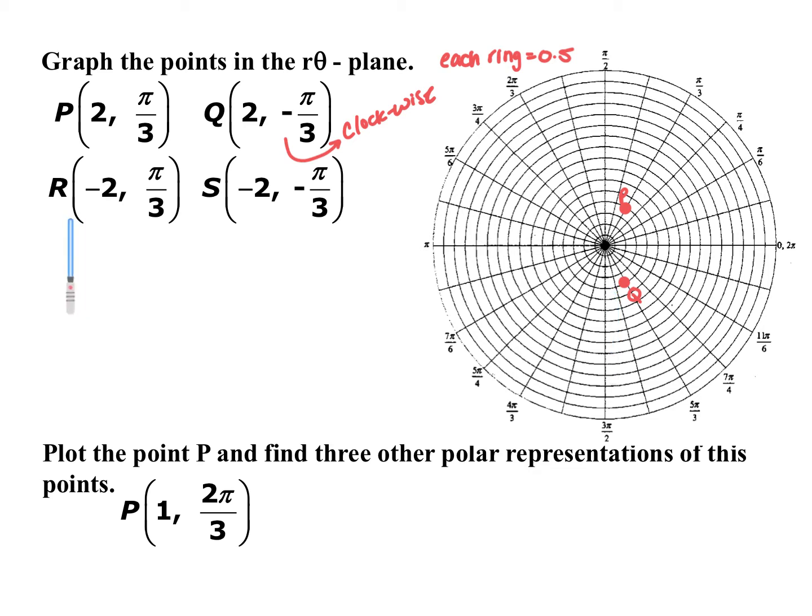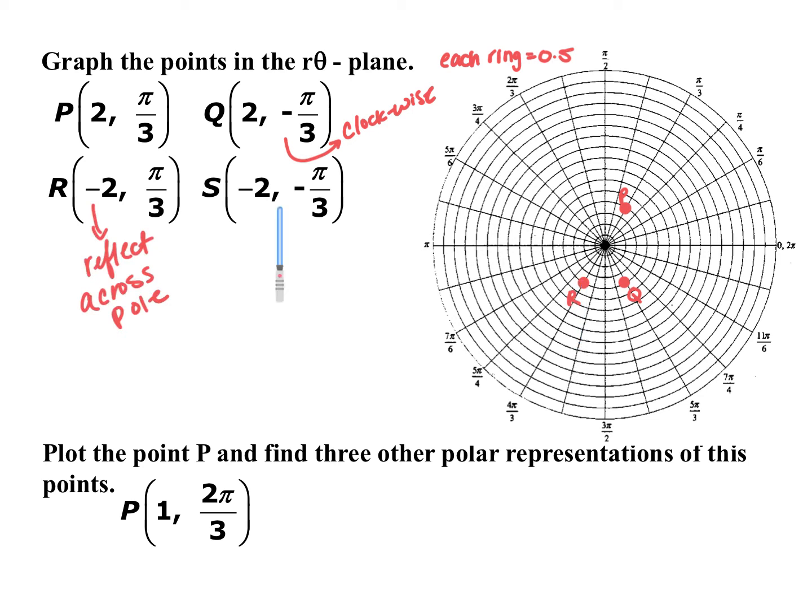For the next point R, we're going to go an angle of pi over 3, so again we're going positive, which means it's going to go counterclockwise, so we're going to go up here, the same place as where P is, but now it's saying a negative radius. From the previous slide we said that a negative radius reflects you across the pole. So I'm going to go an angle of pi over 3, and then I'm going to reflect across the pole and go down 2 units in this direction. So point R would be right here.